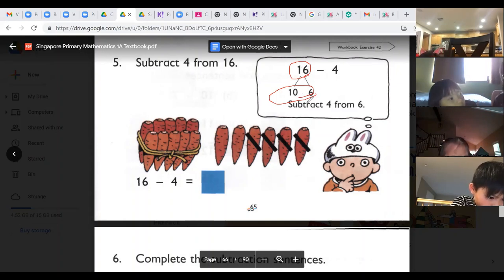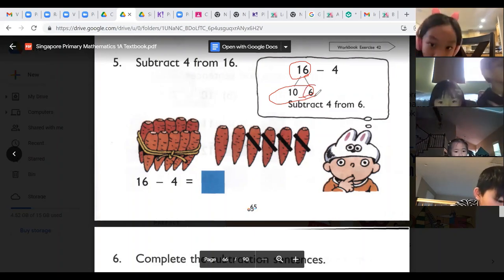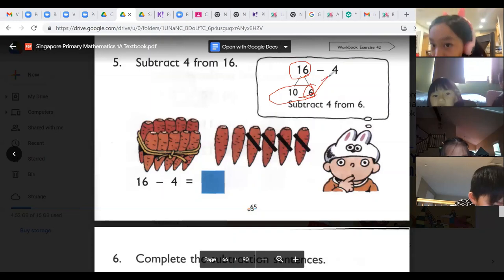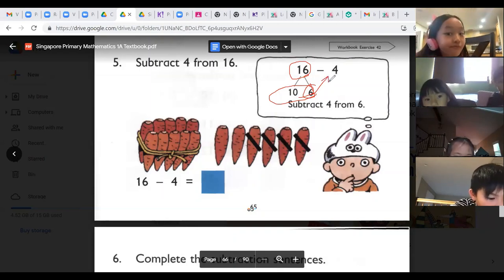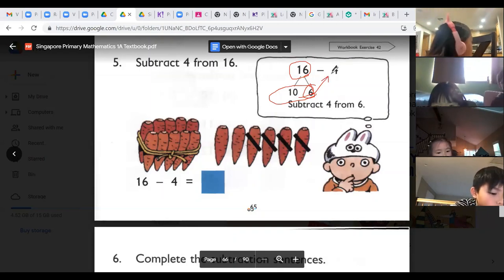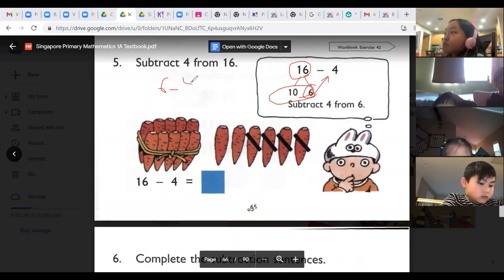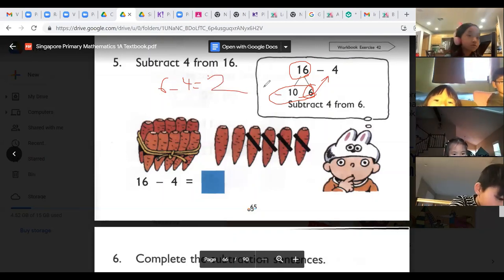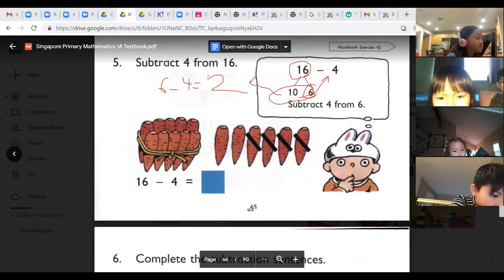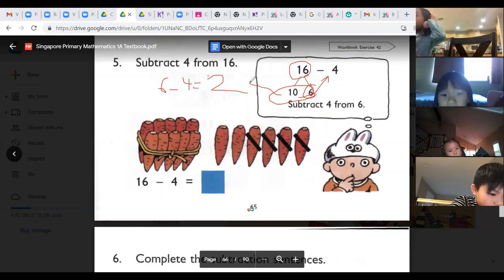One strategy is to find the number pair with 10 in it. And so in this case, it's 10 and 6. And then we would only use the 6 to subtract for 4. So we know that 6 minus 4 is 2. So the answer is just 10 and 2, which is 12. Okay, so you're still using the 10 strategy. It's just subtraction and addition.